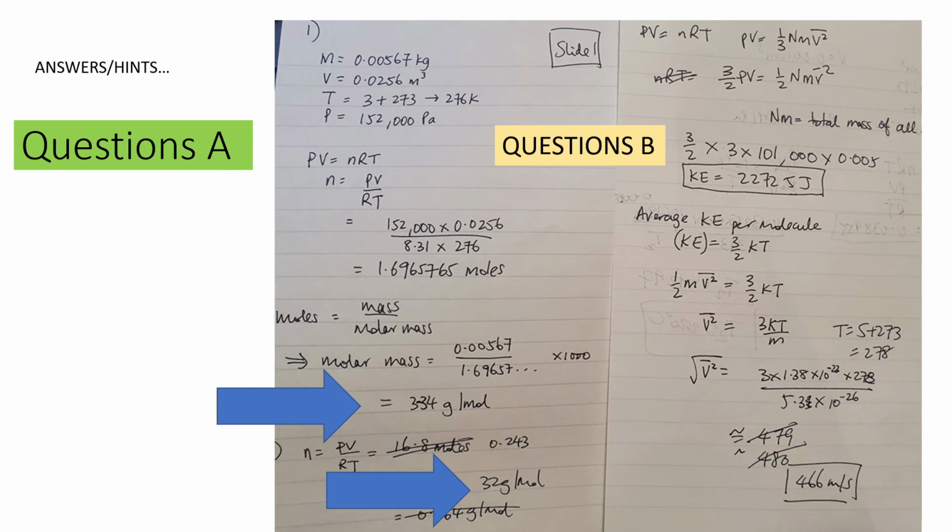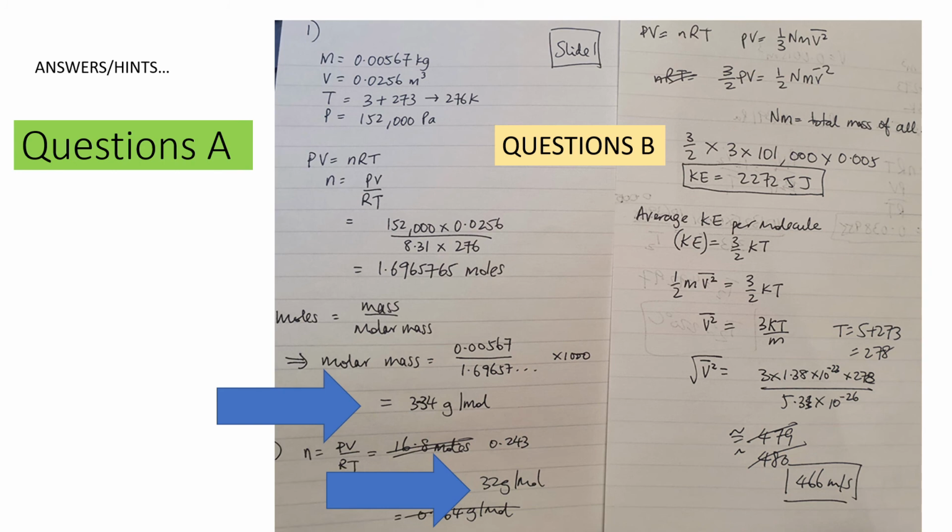The next part is just a similar method. You should get 32 grams per mole. The slide where it says question B, use PV equals nRT, PV equals a third N m v squared. Because the question is asking for the total kinetic energy of all the particles, you use the equation where it says capital N m, because capital N m is the total mass of the particles. So you should get kinetic energy is 2272.5 joules.